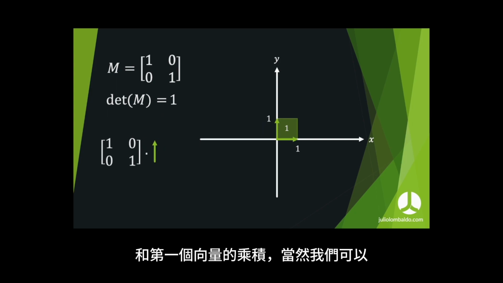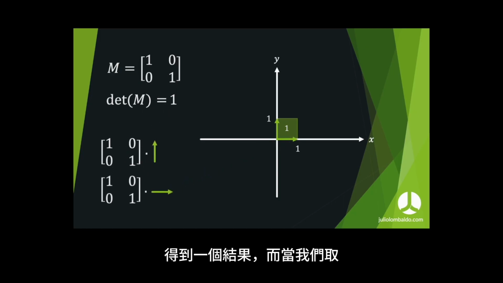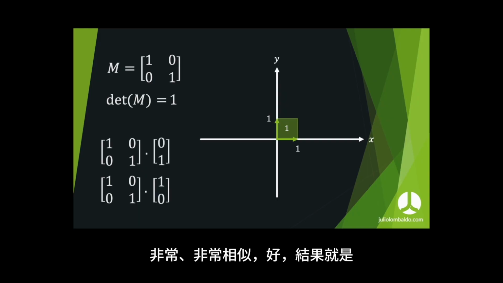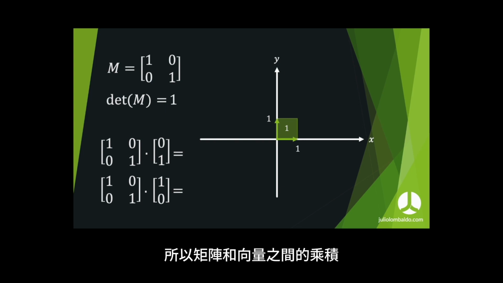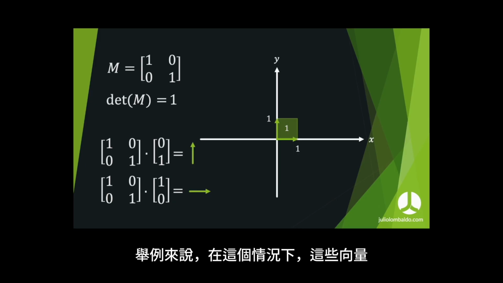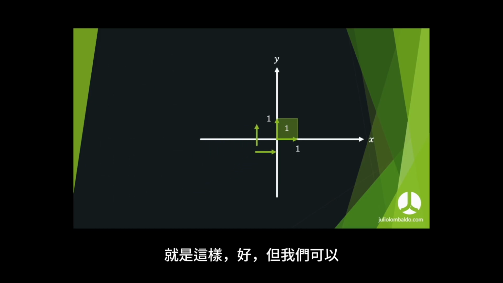Okay, so when you take the product between the matrix and the first vector, of course we get a result, and when we take the product between the matrix and the second vector, we get another result, and these vectors are very similar. Okay, and the result is this one. But this is very simple to understand. Maybe we need another case to understand this process a little better. So this product between the matrix and vectors results in another vector. In this case, these vectors are the same. That's the thing.